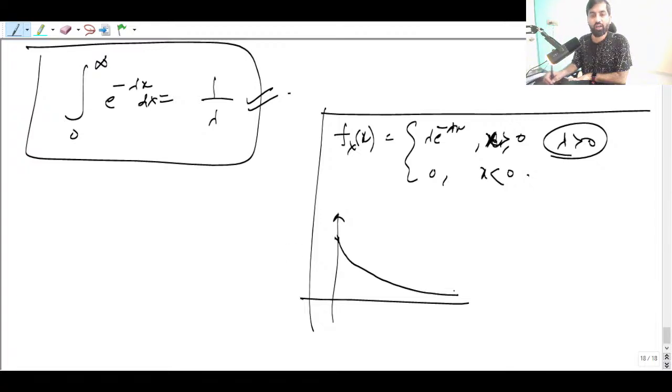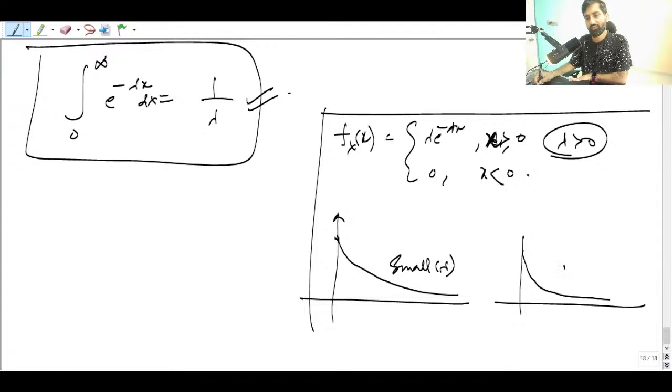So it depends upon how fast this decays, right? See, this is faster decaying, and this is slower decaying. So this is for small lambda, and if it is for large lambda, you can say: if the lambda is larger, it is going to decay faster.